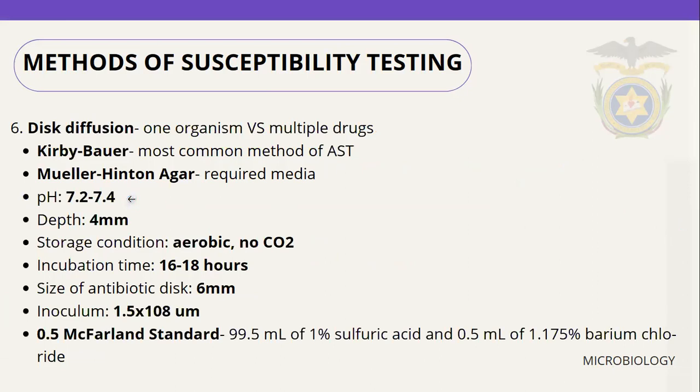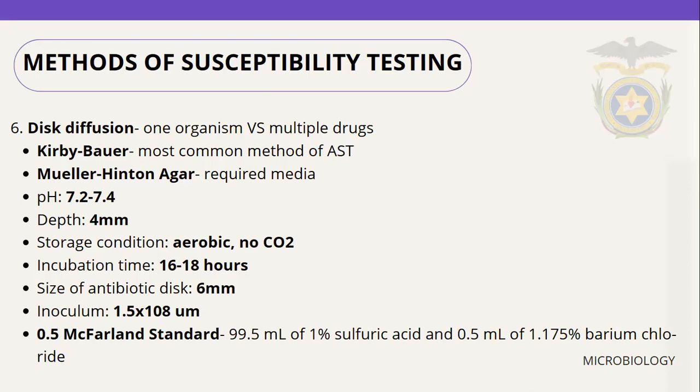And the last one, we have our disk diffusion. If agar dilution is many organisms versus a single drug, this diffusion is one organism versus multiple drugs. And this is the common susceptibility testing that we use inside the laboratory. So first, we have the Kirby-Bauer, which is the most common method of AST.